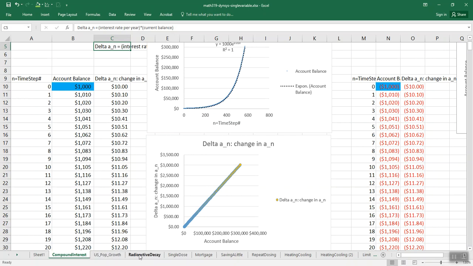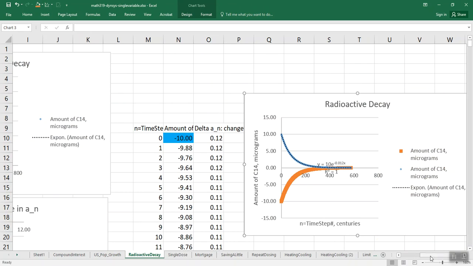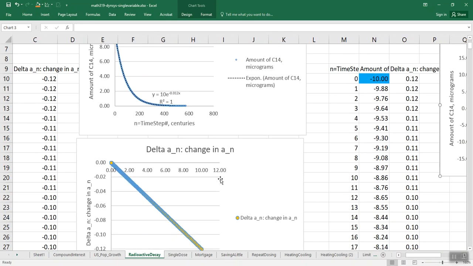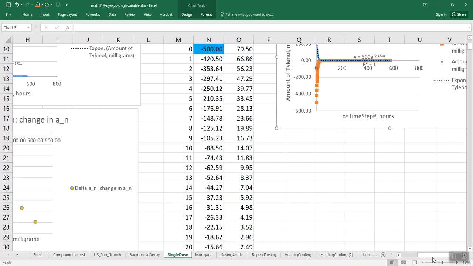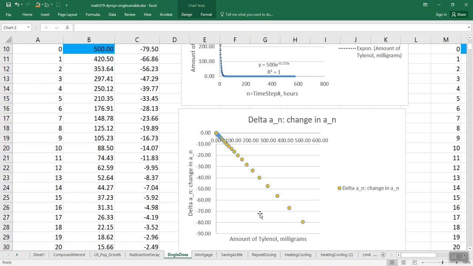Population growth was pretty much the same. Here's our delta graph for radioactive decay. Single dose was pretty much the same. There you can see more easily. We started out with a large amount of medicine and a large negative delta value, and then we had a smaller amount of medicine and a slightly smaller delta value, and we proceeded towards 0.